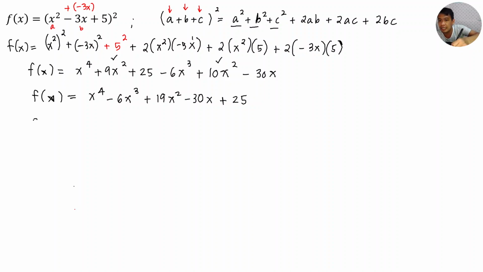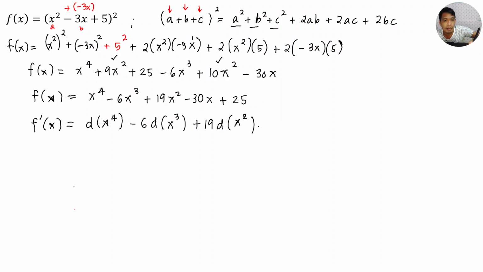So in that principle, we take the derivative of the first term, x to the fourth. Then, since our second term is 6x cubed, we just take out the constant. So this can be written as negative 6 times the derivative of the second term, x cubed. Plus 19 is a constant that must be put outside the operator. This is x squared. Minus 30 times the derivative of x, plus the derivative of the constant 25.